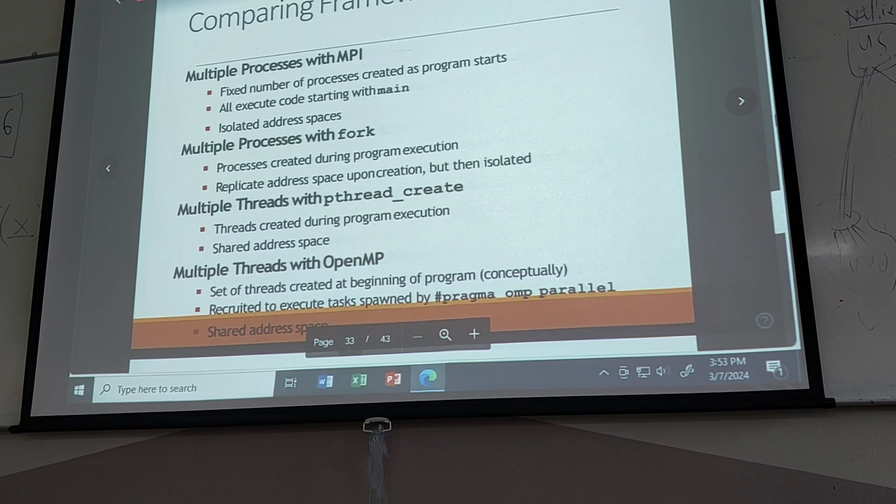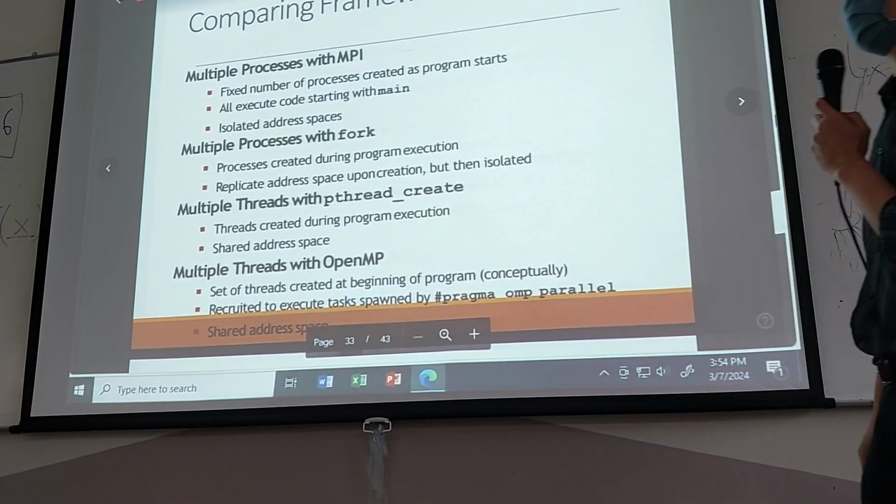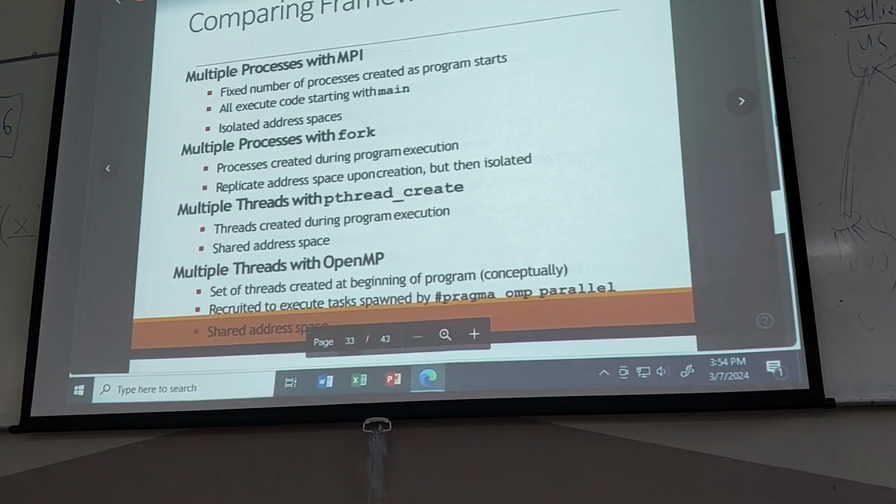Okay, the multiple processors use fork. The one that I mentioned to you just now, fork. Processors are created using the program execution, and it replicates the address space upon creation, but then it is isolated. Okay, so you use fork, and that is the thing that you get, right? So they don't have shared memory, and that's why you have to send and receive the message. So this is the disadvantage.